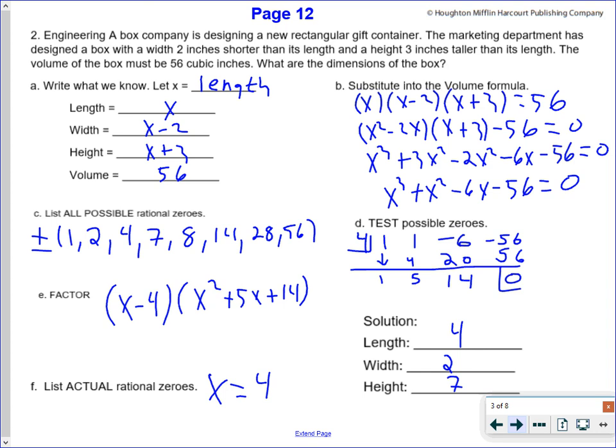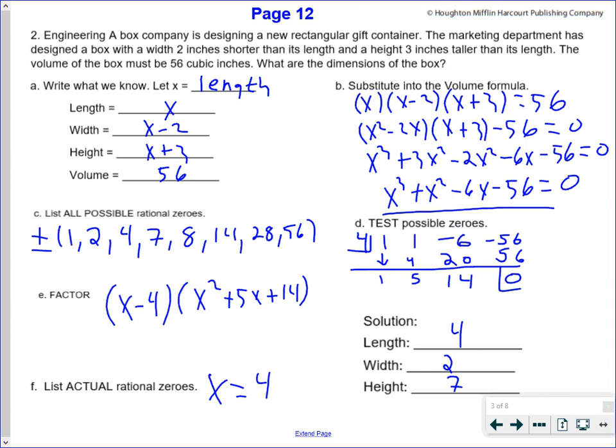If you distribute everything out and add like terms, all that good stuff, you put it in standard form, you should get x cubed plus x squared minus 6x minus 56 equals 0. Next, we're going to list out all our possible rational zeros. Our leading coefficient is 1, so it's just going to be all the factors of negative 56. So 1, 2, 4, 7, 8, 14, 28, and 56.